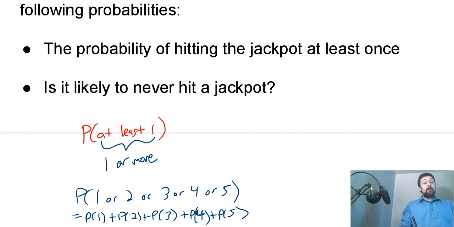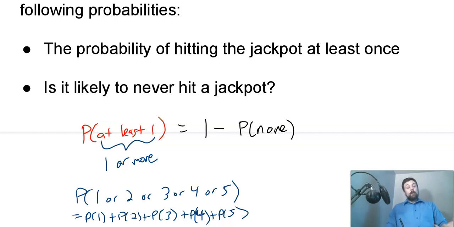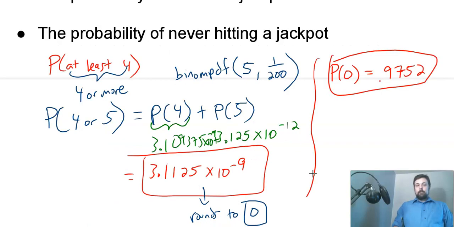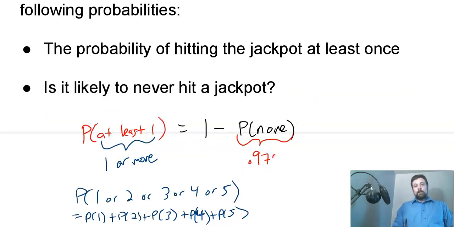The best way to go about it is to use what we learned in chapter 4, which is the probability of at least 1 is 1 minus the probability of none. Right? So that's something we learned in chapter 4. These are complements. The opposite of at least 1 means none at all. And so that one we already calculated. The probability of none was 0.9752. Got my numbers backwards. So I take 1 minus that, 1 minus 0.9752, to get the probability that I hit the jackpot at least once, which is 0.0248.